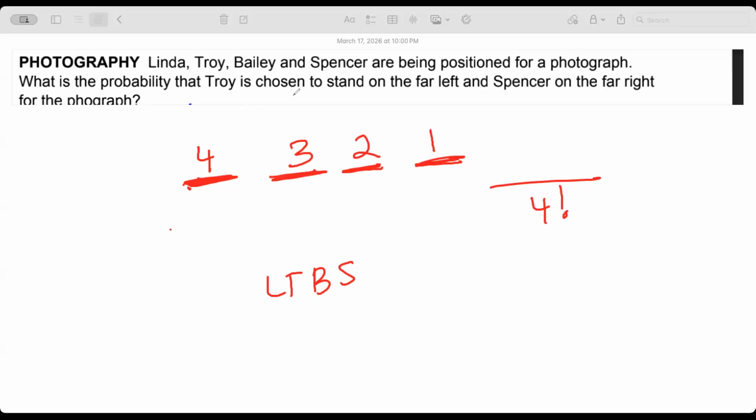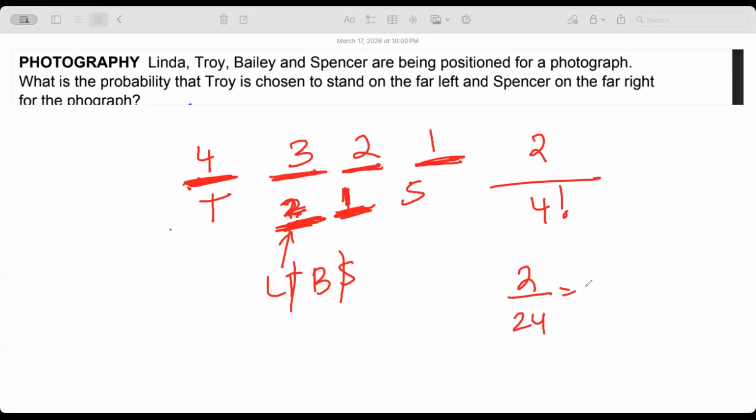But they are saying far left is Troy, far right is Spencer, right? How many people can take up the space? There are 2 positions, right? And 2 people are there. See, this and this are gone, but this can be taken up by L or B, and this can be taken up by L or B. You see what I mean? 2 people can go in there. I position one of them here. Then I have only 1. You got it? That is 2. So 2 by 24 is 1 by 12. Okay, yeah, I see.